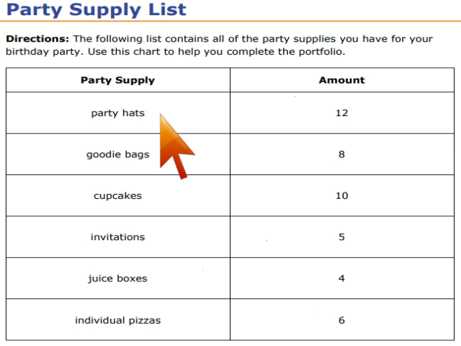Now we need to make sure we have enough party supplies for all of our guests. So let's look at this party supply list. What supplies do we already have? In party hats, I see we have 12 hats. In goodie bags, I see we have 8 goodie bags. In cupcakes, I see we have 10 cupcakes. Invitations, 5 of those. Juice boxes, 4 of those. And individual pizzas, 6 of those.